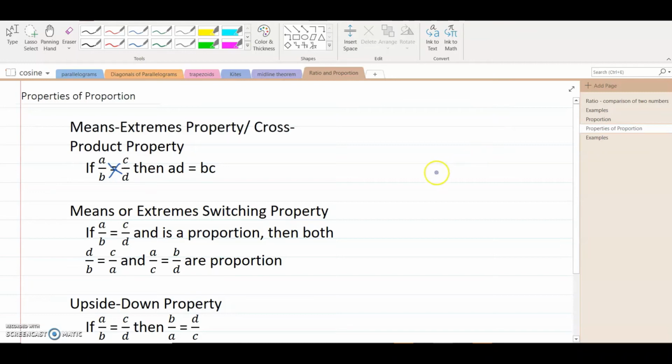So these are the different properties that we're going to encounter, or actually the most common property that we are going to apply for the next examples is usually the means extremes property or the cross product property. Let us move on now with examples.